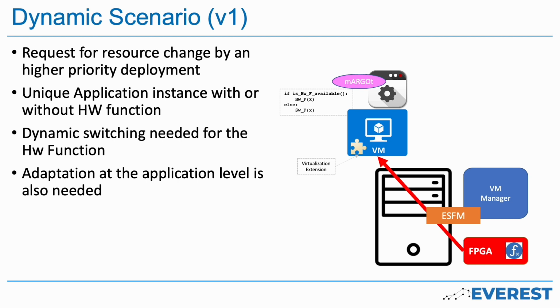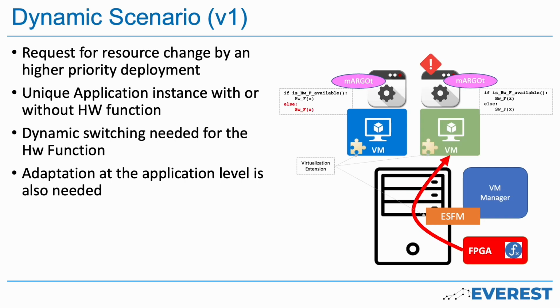Now, in the second part of the demo, we are going to see a scenario in which the reconfiguration of the hardware function happens during the application execution. The joint Margot ESFM support permits to have it transparently. An example is the case in which an application is running on a virtual machine with an attached hardware function, and then a new virtual machine, maybe with a higher priority, is also allocated on the same physical machine.